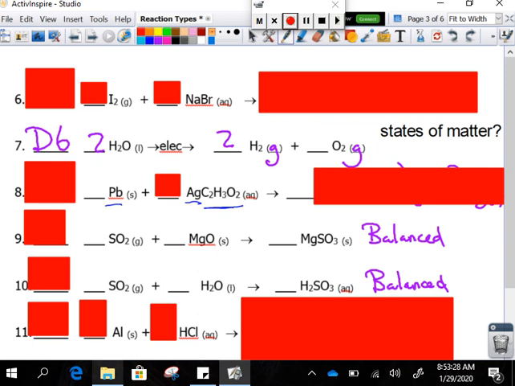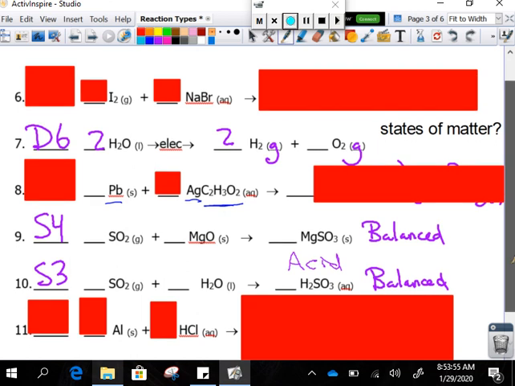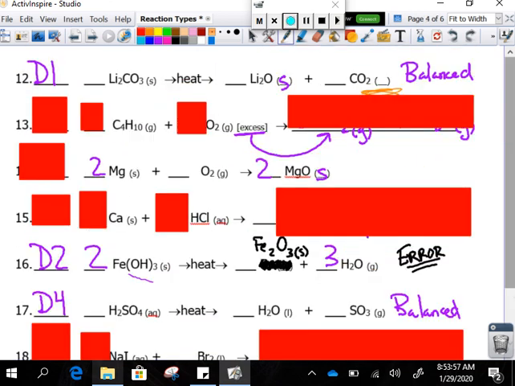So synthesis is when two things come together to make one thing, and I see two examples right here. I have two pieces coming together to make one piece. That is synthesis number 4. Two pieces coming together, one piece. That's synthesis number 3. The big difference there is that this is an acid being made, and it's got a non-metal oxide and water reacting to form an acid. So that's the description for synthesis number 3.